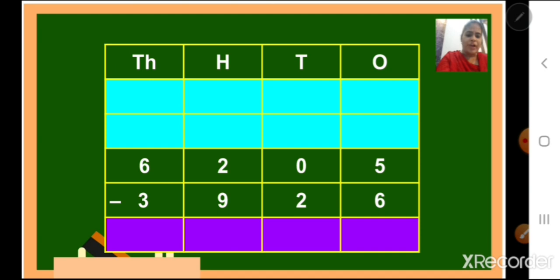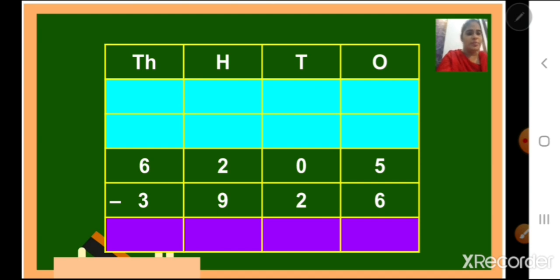But 5 is smaller than 6. So 6 cannot be subtracted from 5. So what can be done? Here the concept of borrowing will come. Now how to borrow, let us understand.